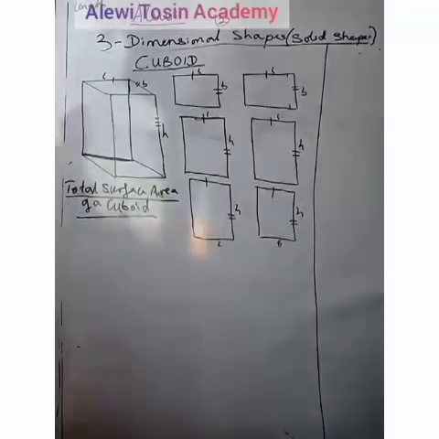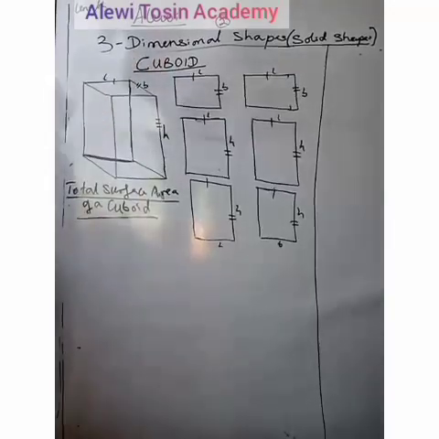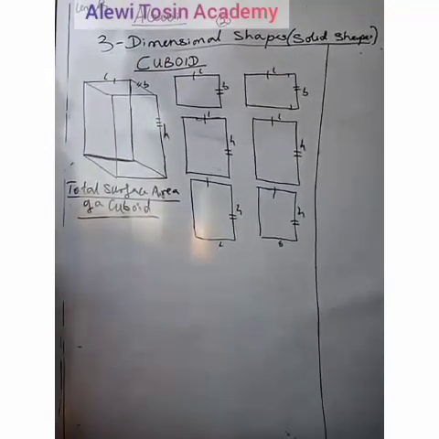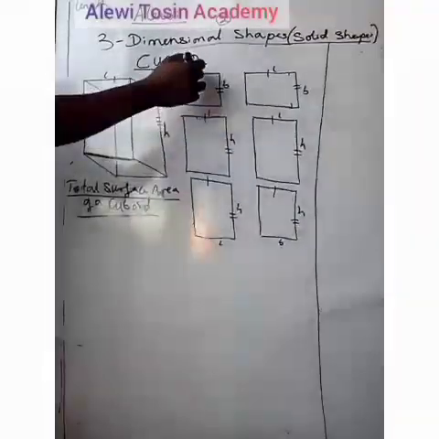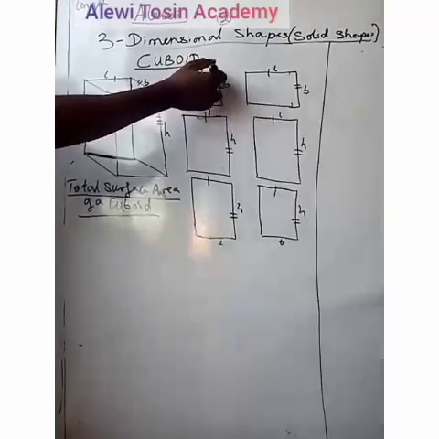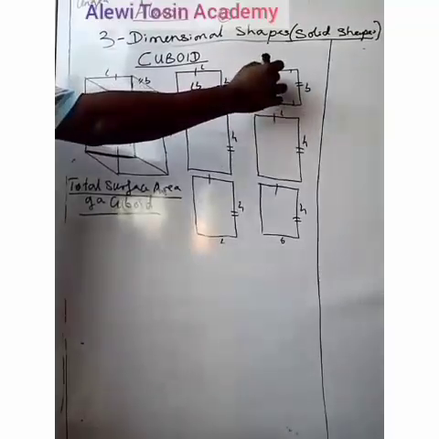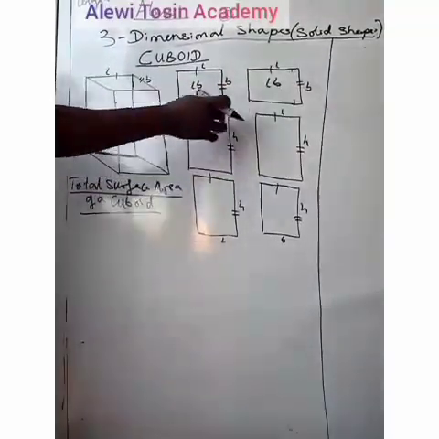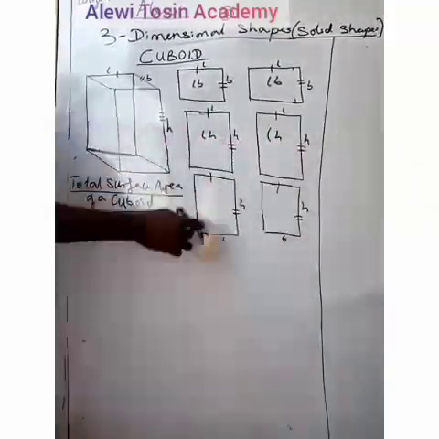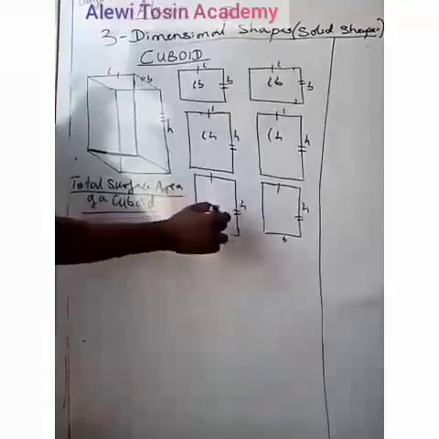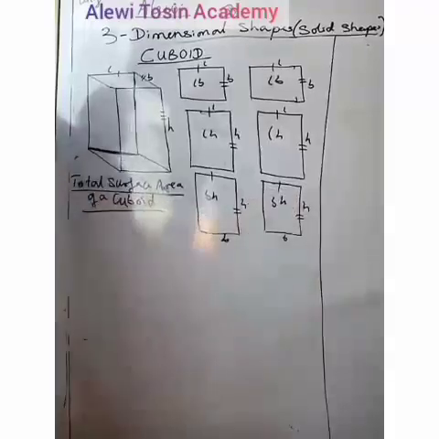Now, let's take the total surface area of a cuboid. To construct a cuboid, like I said, we have three different pairs of rectangles. We need to combine the areas of each of them. The first pair of rectangles has length and breadth, so length times breadth is LB. Here too, length times breadth is LB. For this, we have the length and the height, length times height, and here too length times height. For this, we have breadth times height, and also breadth times height.